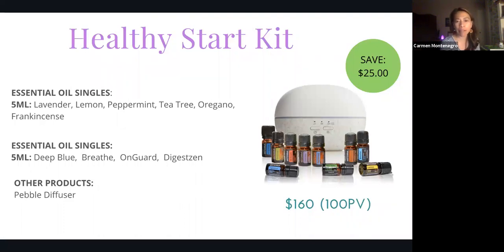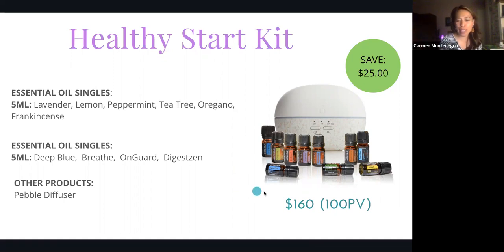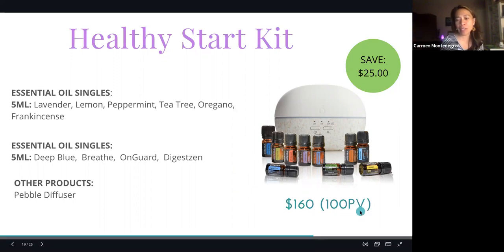Before, they called this one the Family Physician Kit, and they didn't even have the diffuser at the time I started. They only had the 10 oils, and that's actually what I bought. I said, okay, I'm in. Let me just start and get the kit, and I would like to go to the program. And so this is 160. This is 100 PV.